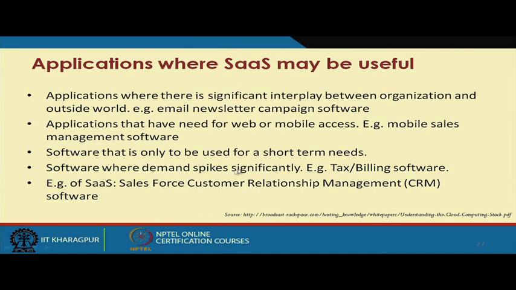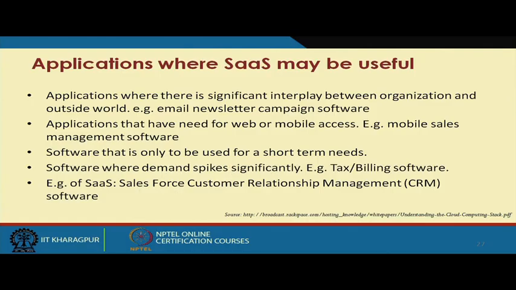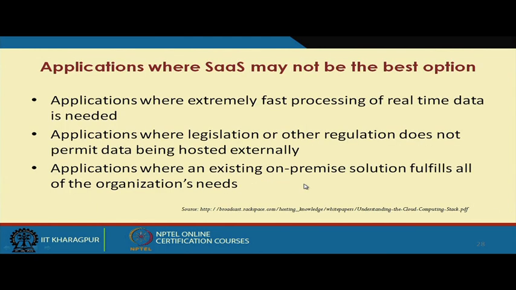So, software where demand spikes significantly, like tax, billing, etcetera. The demand has spikes, like the tax submission or tax filing, which has a particular time window during the year. In that time the demand increases, otherwise it slows down, and that is important. Then these are some of the popular or well used things, like Salesforce, CRM and those types of things.